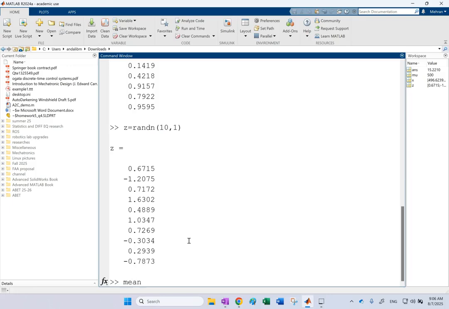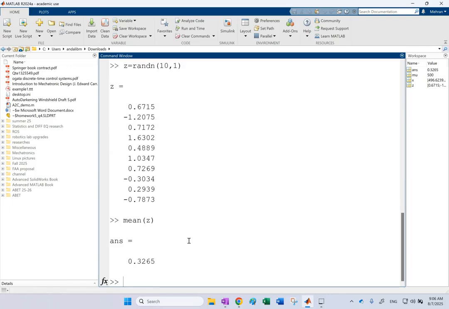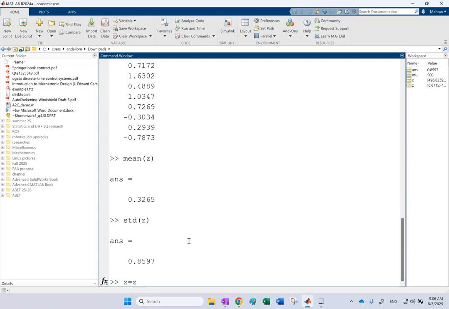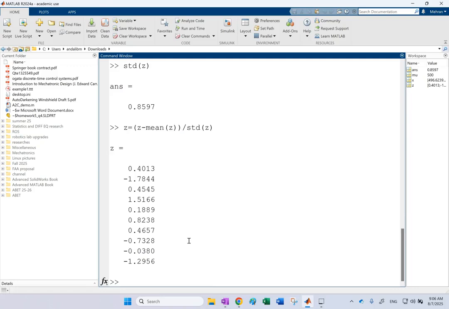If I go ahead with mean of z, you see, their average is not 0. And if I do STD of z, that's not 1. So first, I have to normalize this data, say z equals z minus mean of z, and then divide the whole thing by STD of z. So first normalize the data, force them to be average 0 and standard deviation of 1.